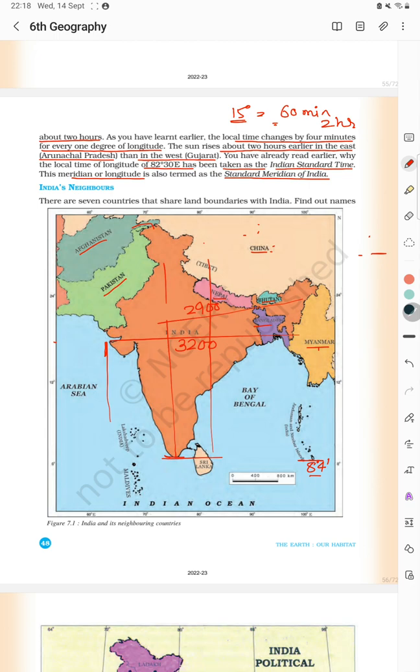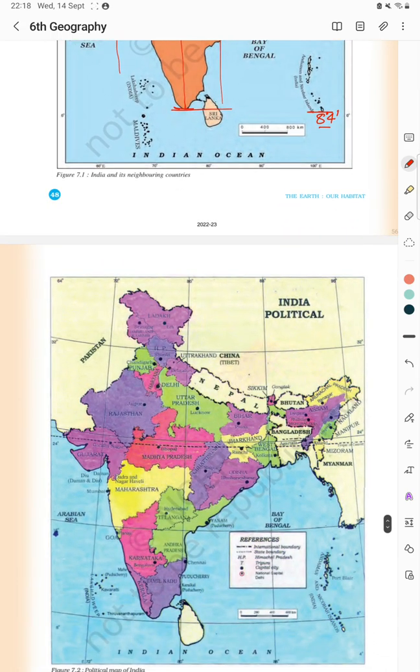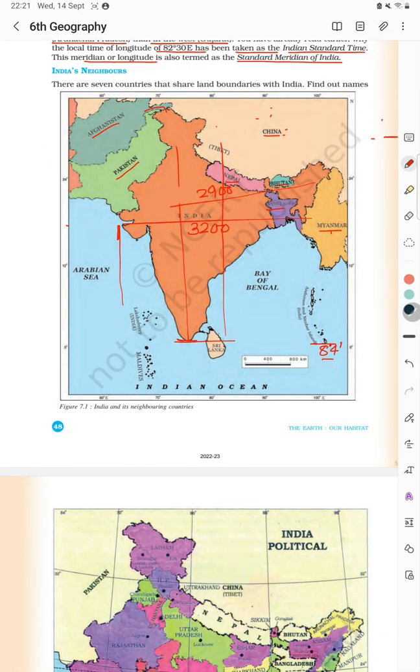Apart from these 7 countries which touch the land boundaries, there are 2 countries which are Sri Lanka and Maldives, our island neighbors. So this is Sri Lanka, this is Maldives. India and Sri Lanka are separated by a strait known as Palk Strait.